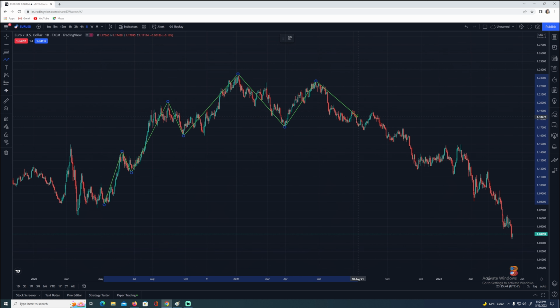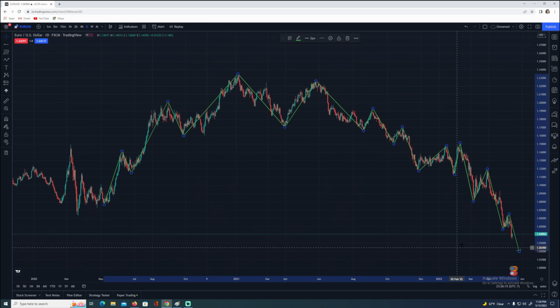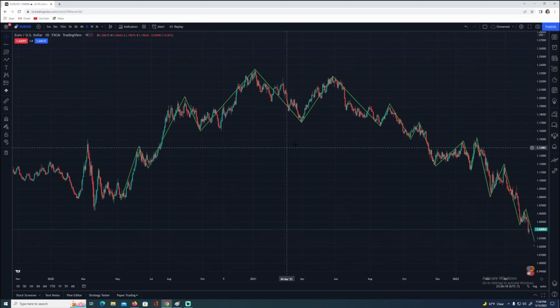But once price broke below here, now we know that we broke structure. Now we know that this is the lower high and this is the lower low, and now we have a lower high and a lower low, lower high, lower low, lower high, lower low, and now we're expecting a lower low, right? And that's the delivery of price.